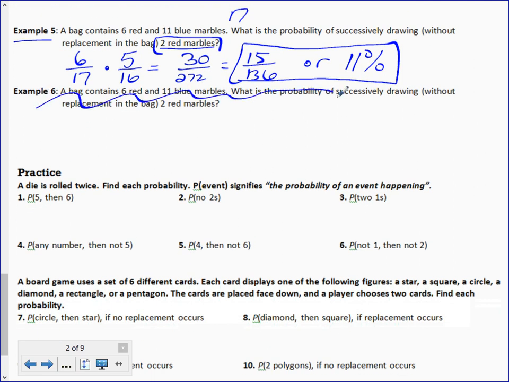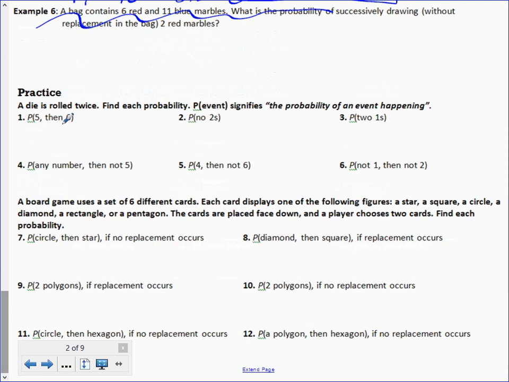Okay, this is the exact same thing, so don't worry about it. Your homework on this is these. I'm going to do 2 of these with you, and then I'm going to look at the other worksheet that you picked up as you walked in today. Practice. A die is rolled twice. Find the probability of the event happening. Look at number 5. It says, what's the probability of rolling a 4 and then not a 6?